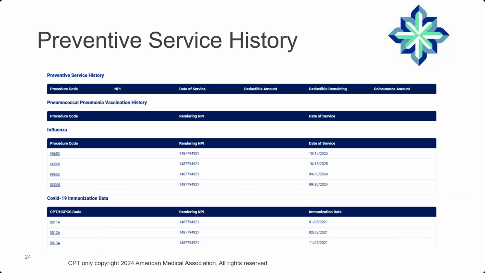Now, at the bottom of the Preventive Services tab, you are going to find the preventive service history. Here's where you're going to find the patient's vaccination history for pneumonia, flu, and COVID vaccinations. You can see the code that was billed, the rendering provider's NPI, and the date the vaccination was given. All of the information that I'm showing here today is from a test environment, so it's not a real claim and it's not a real beneficiary.